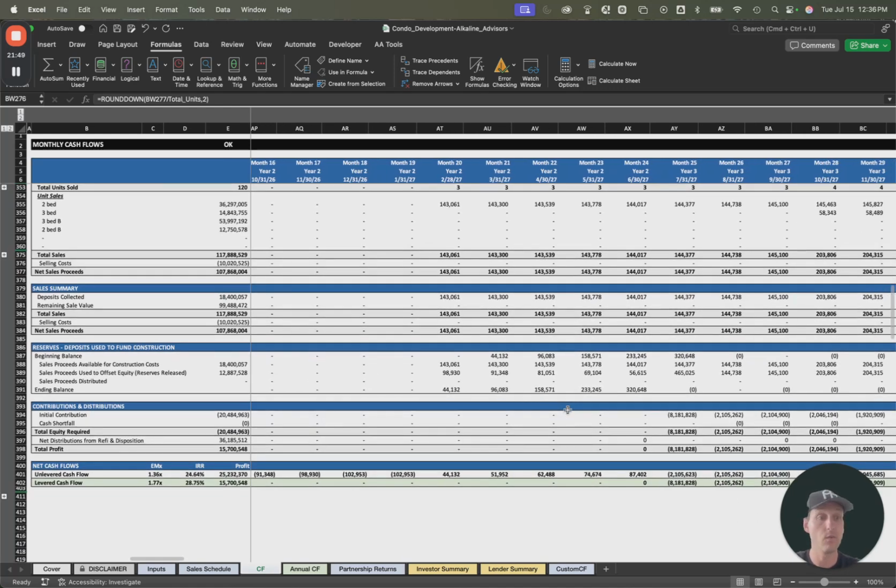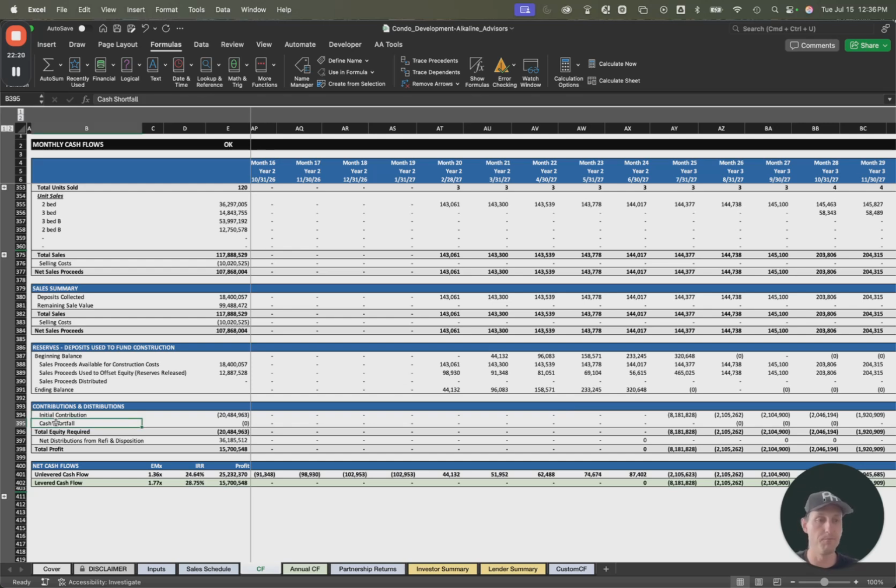And then finally, we like to think through our models in really 2 variables: contributions and distributions. Contributions is what you're spending. Distributions is what you're receiving. And we think of contributions in 2 ways. The first is capital to build, right? What are we actually spending on the project itself? That's contribution 1, and we call that initial contribution. And then contribution 2 is cash shortfall, operating shortfall.